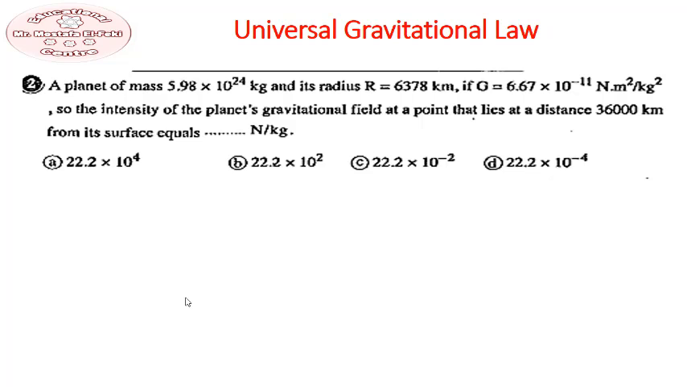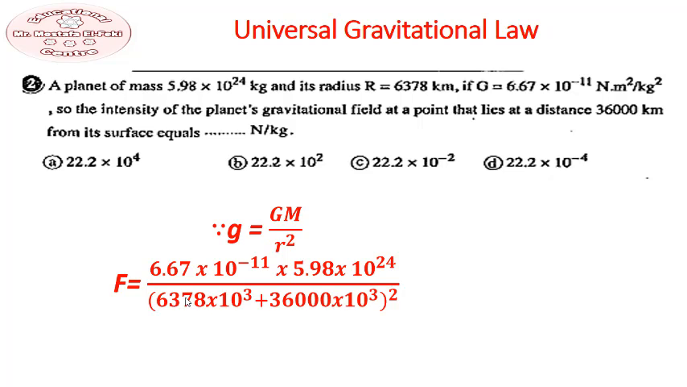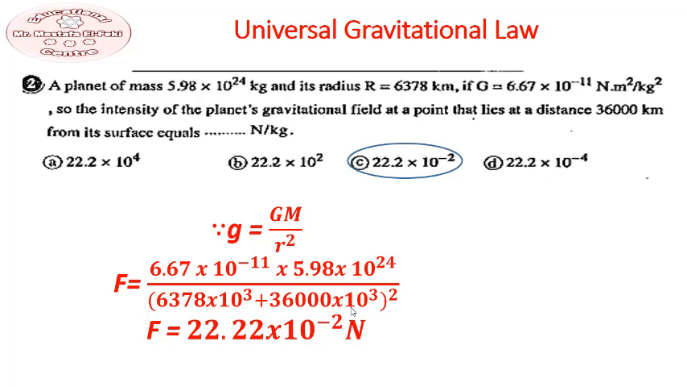Second question: given the following givens, the gravitational field intensity is g equals GM divided by r to the power of 2. Substituting the following numbers directly in the relation, and converting from kilometers to meters by multiplying by 10 to the power of 3 and 10 to the power of 3. This is the correct answer.